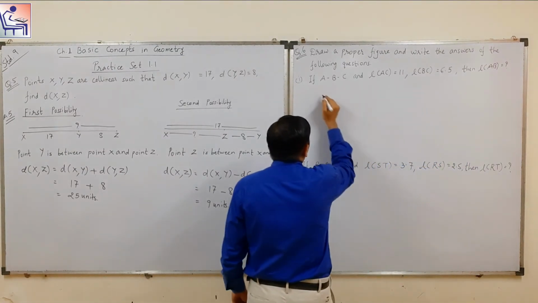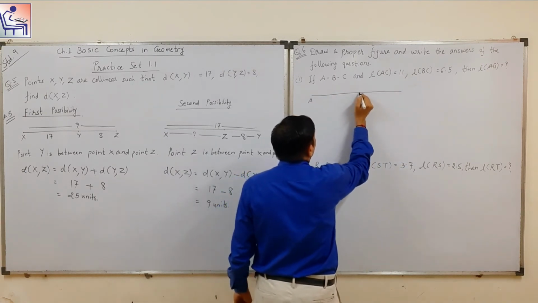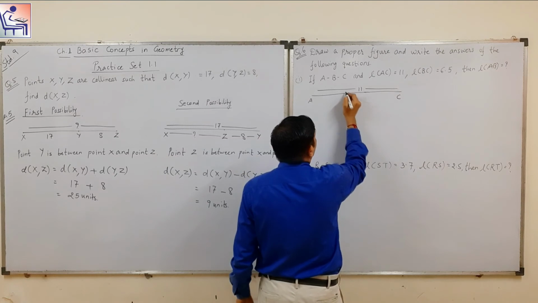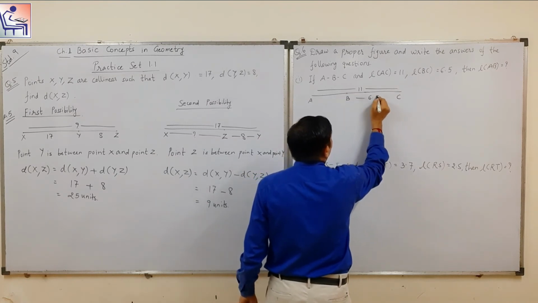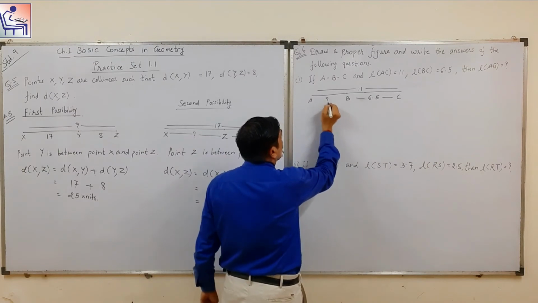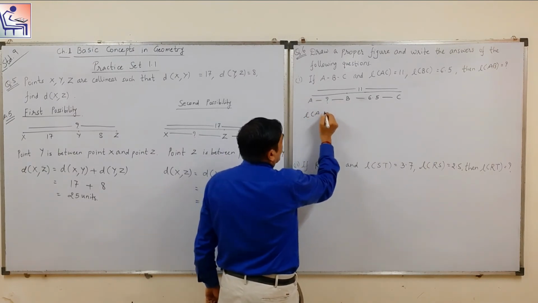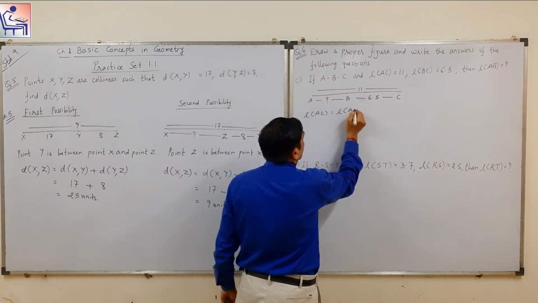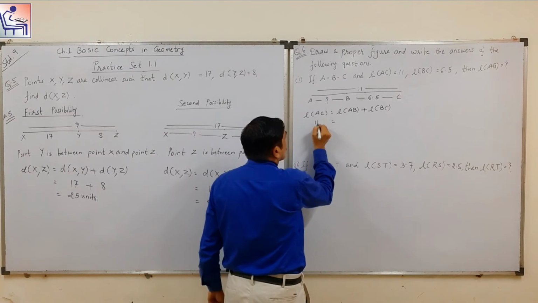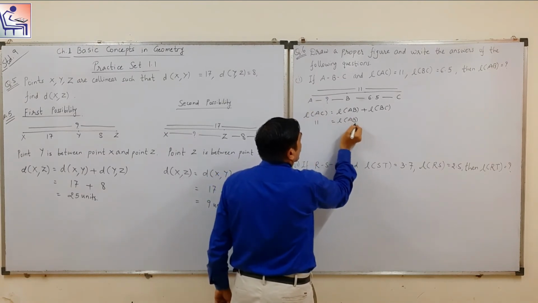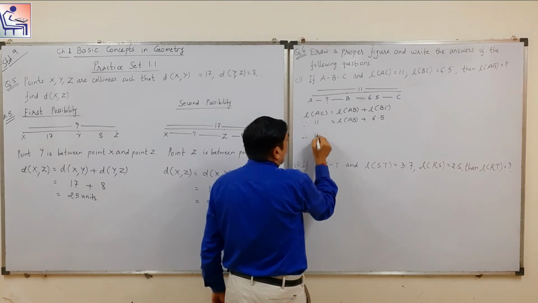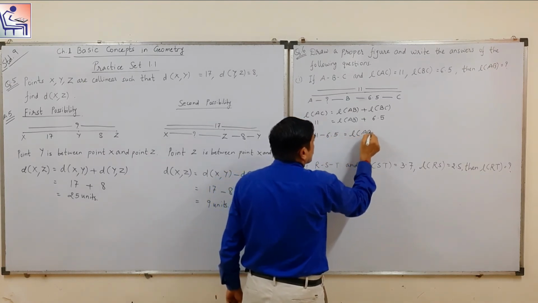So let's draw the diagram first. Here we can say that A, B and C. Here we can see that AC is 11 and BC is equal to 6.5. So I will keep 6.5 here. Now we will solve the equation and we will get the answer of length AB. So length AC is equal to length AB plus length BC. Here we know length AC is equal to 11, length AB we want to find out, length BC is equal to 6.5. So we can say that 11 minus 6.5 is equal to length AB.